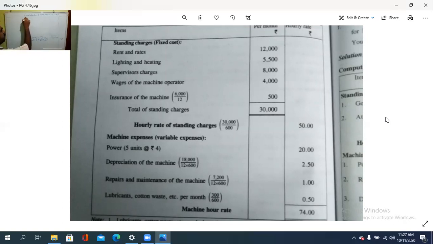So variable expenses, which are they? Power, it keeps varying, isn't it? So how much? 5 units at the rate of ₹4. So 20. Isn't it? 20. Then depreciation of the machine.